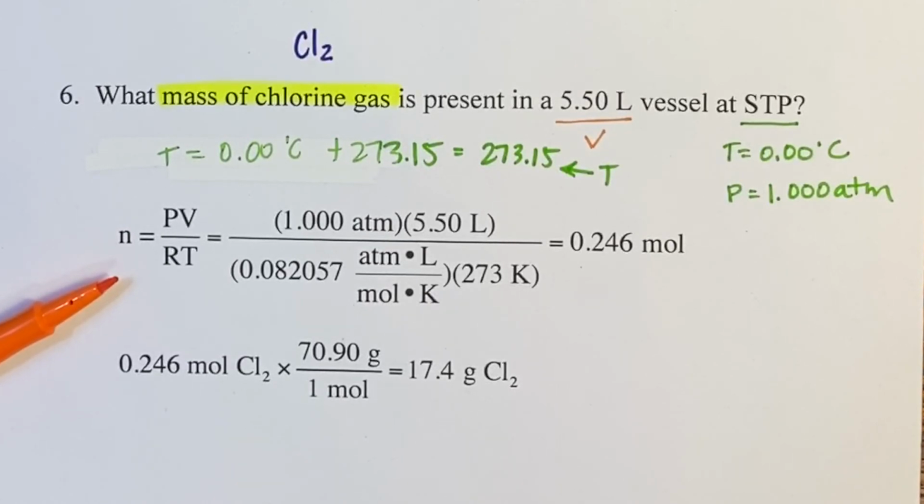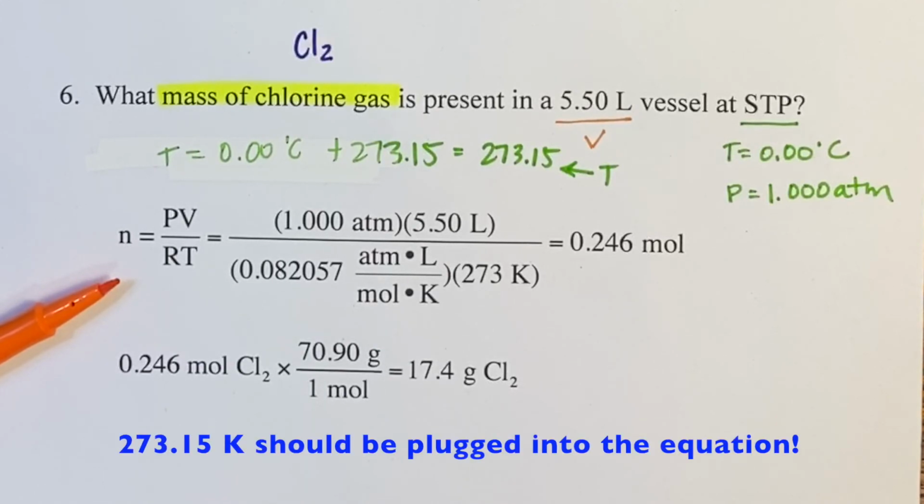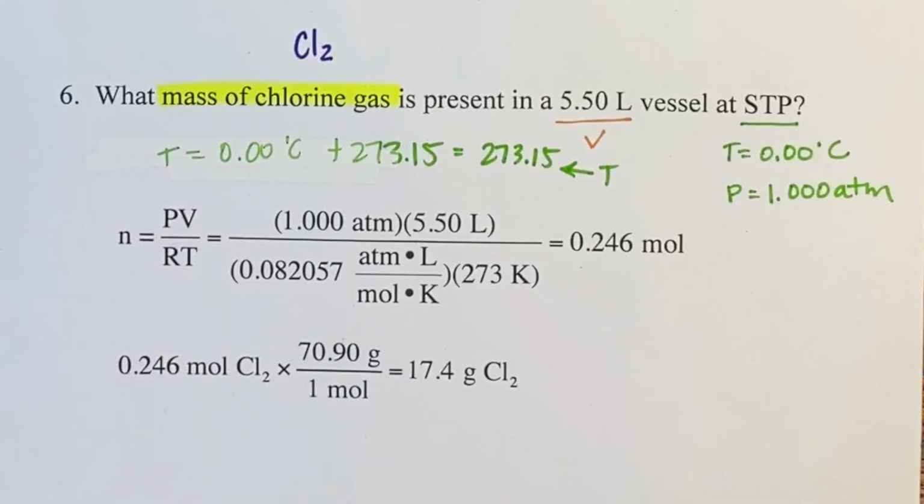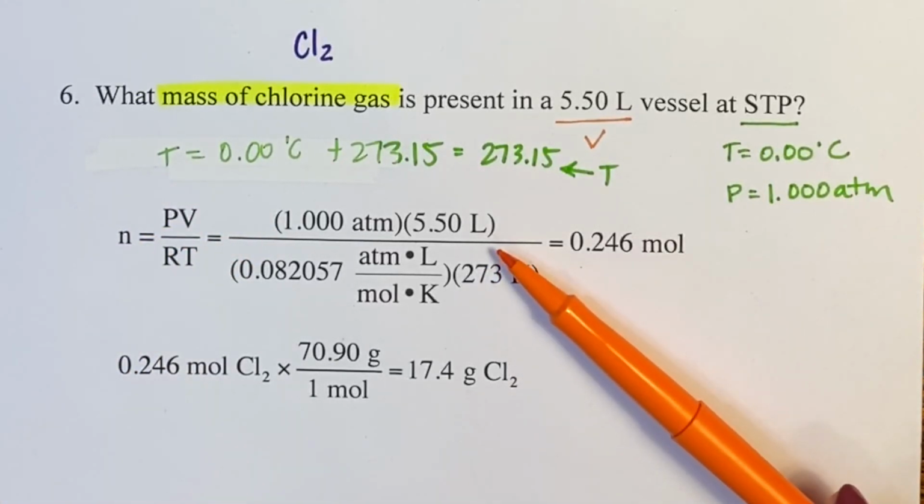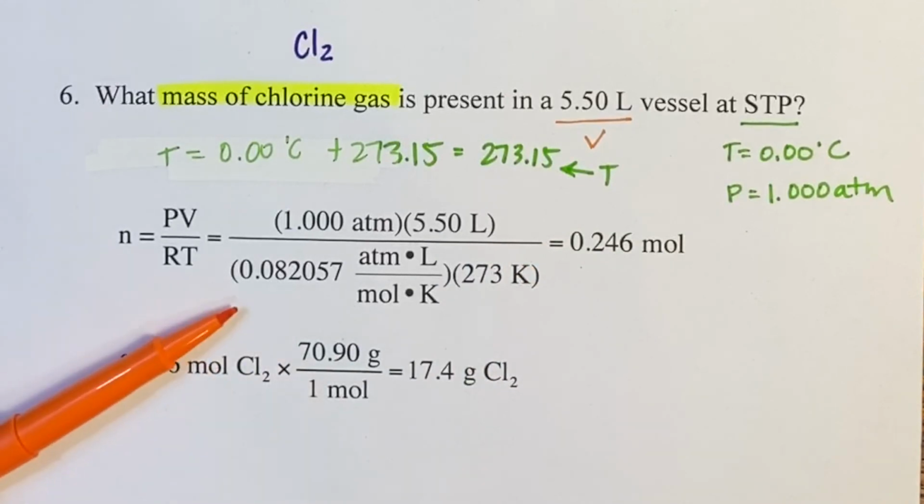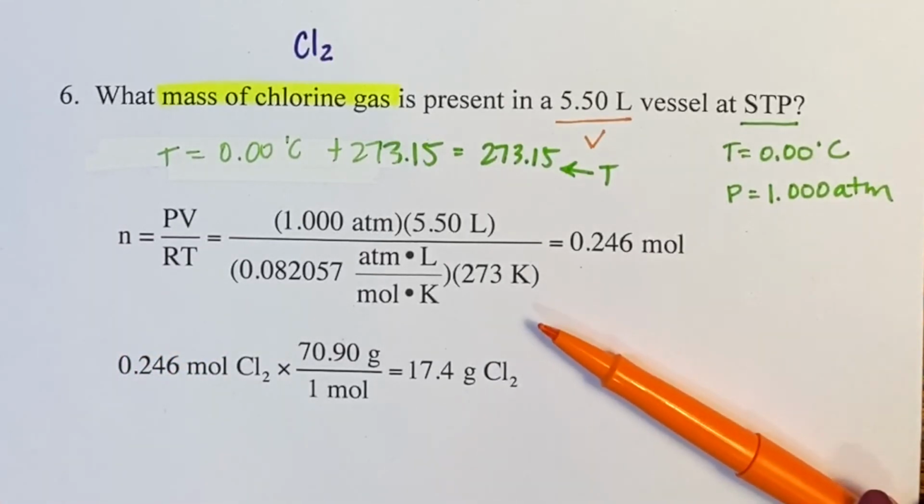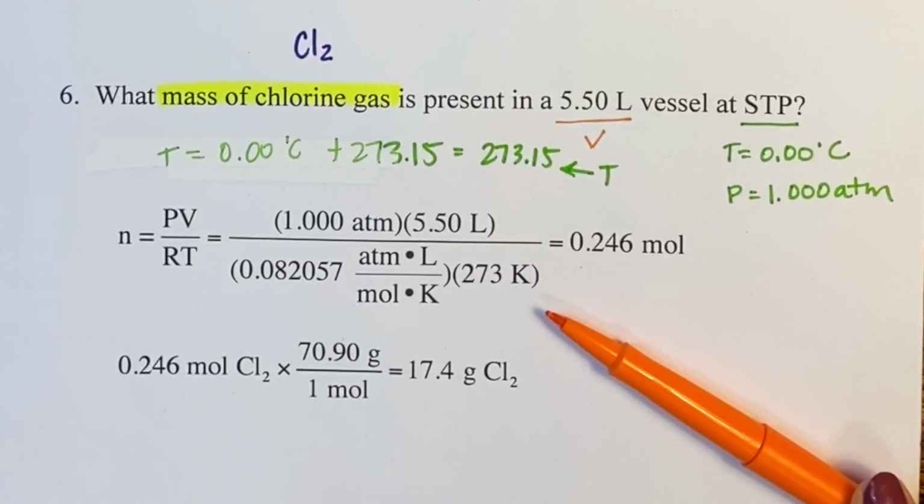Make sure you do that algebraic manipulation of the variables correctly. As I plug in all of the information, my standard pressure is 1.00 atmospheres. My volume that was given to me is 5.50 liters. R is my gas constant, 0.082057 atmospheres times liters per mole times Kelvin. My temperature at STP was 273 Kelvin.